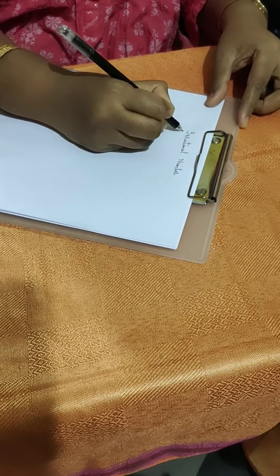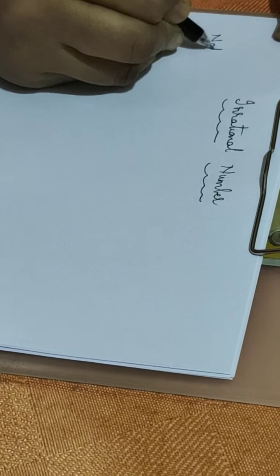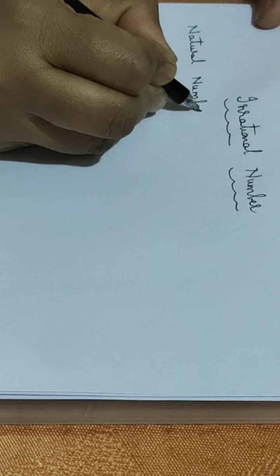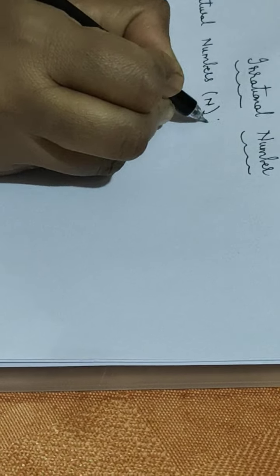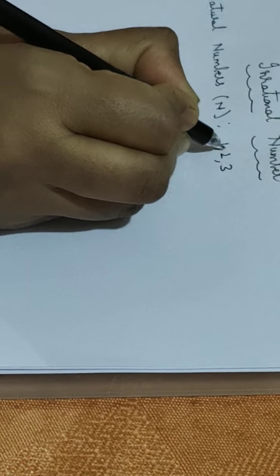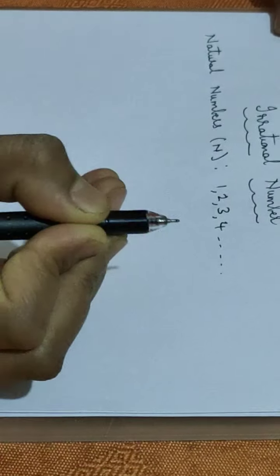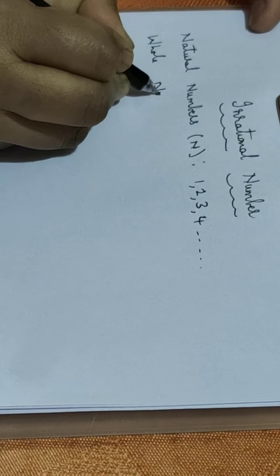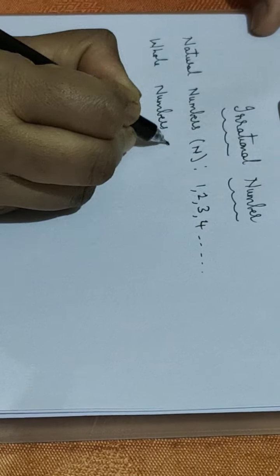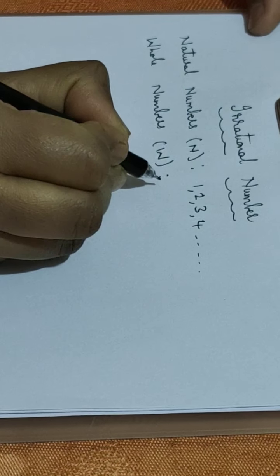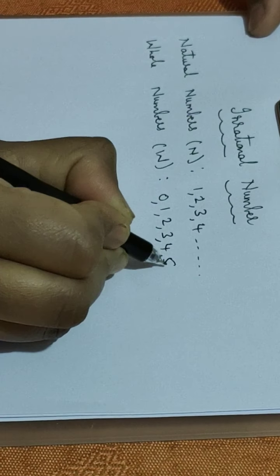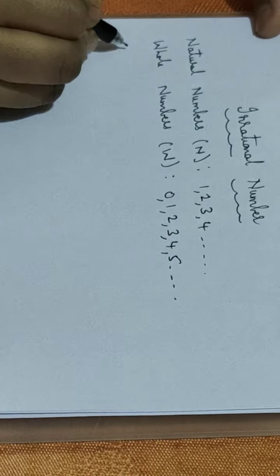In the lower classes, we already studied natural numbers, denoted by N. The numbers 1, 2, 3, 4, and so on are called natural numbers. Whole numbers are denoted by W. 0, 1, 2, 3, 4, 5, and so on are called whole numbers.